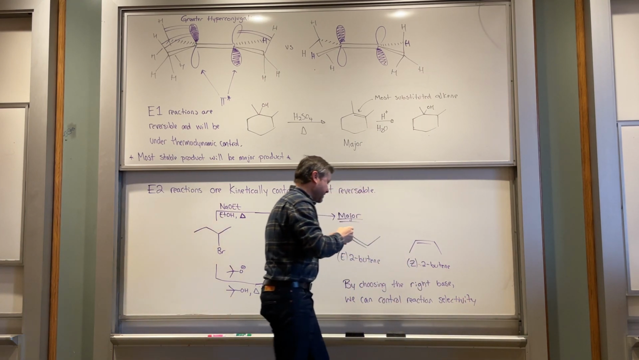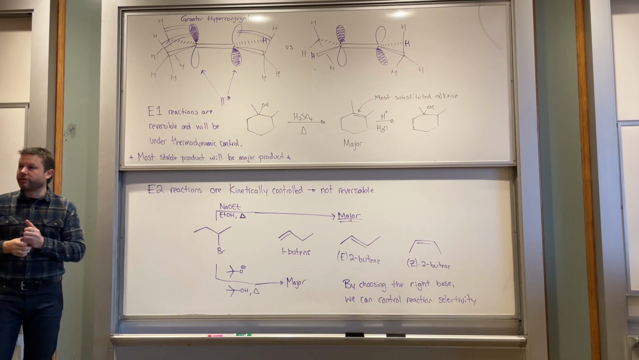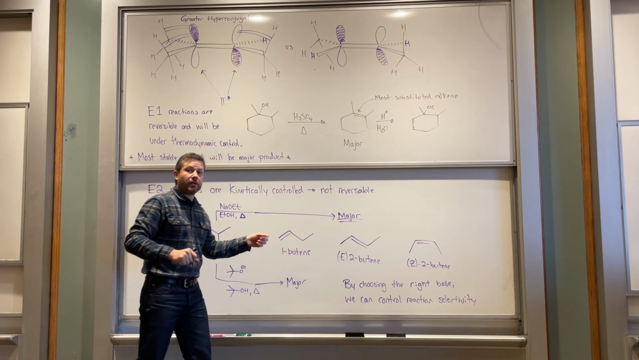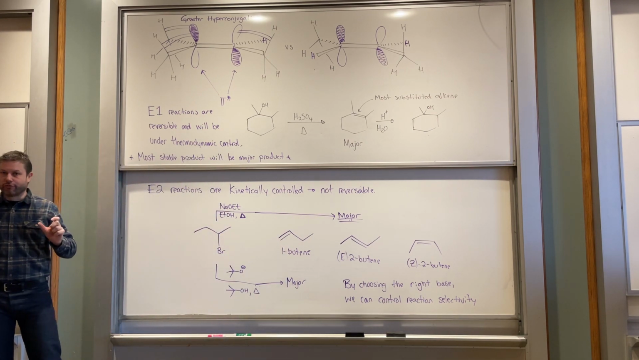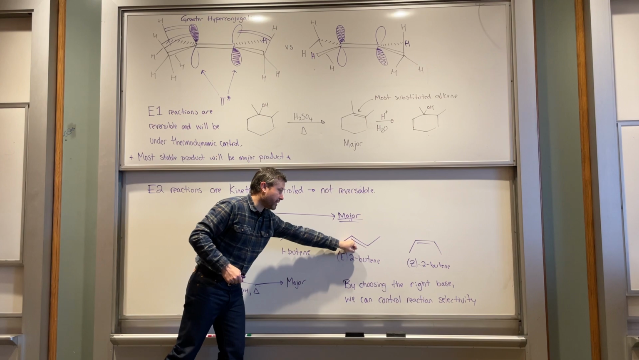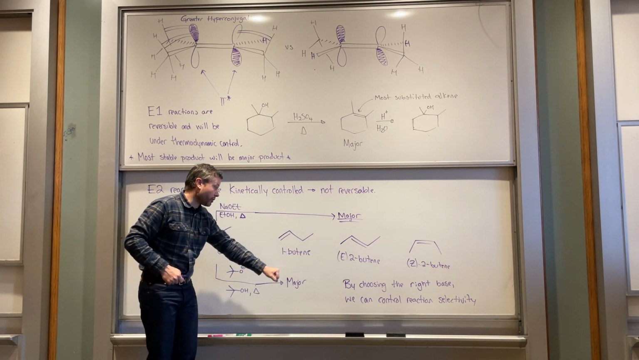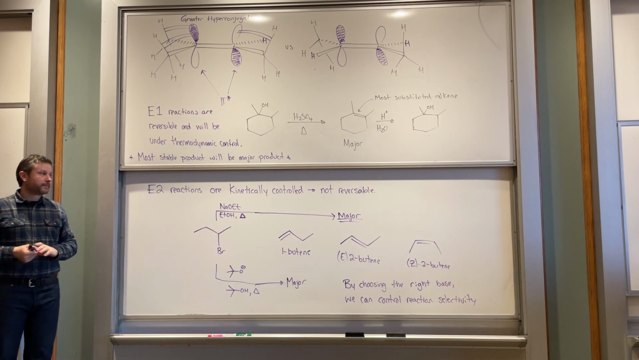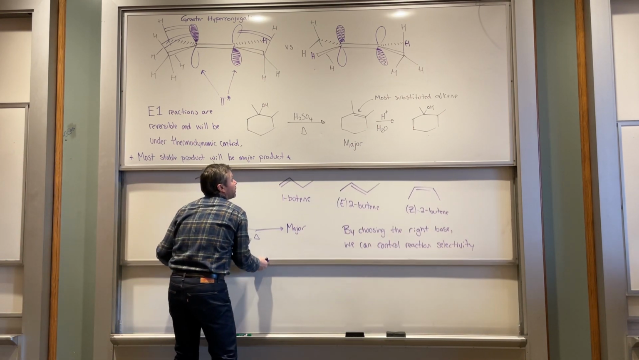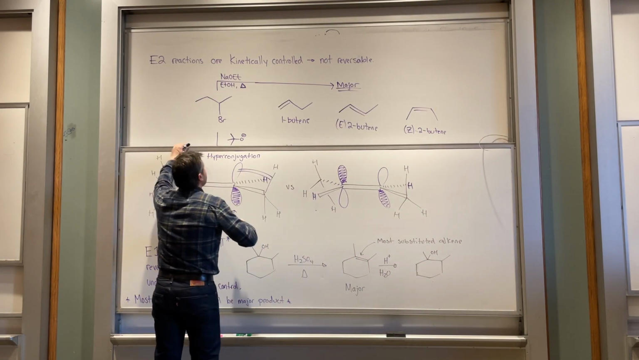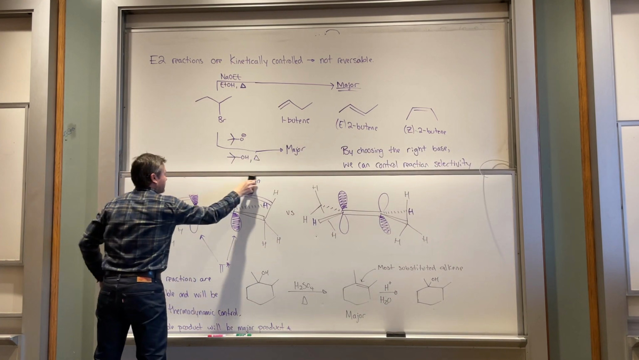So what we're seeing here is that by changing the base, we're changing the regioselectivity of the reaction, right? We're still forming the same functional group, the alkene, we're just changing where it forms, the region on the molecule that it forms on. Okay? So because we can use a small base and make this the major product, or change that to a large base and make that the major product, we can control the regioselectivity. Why this happens.